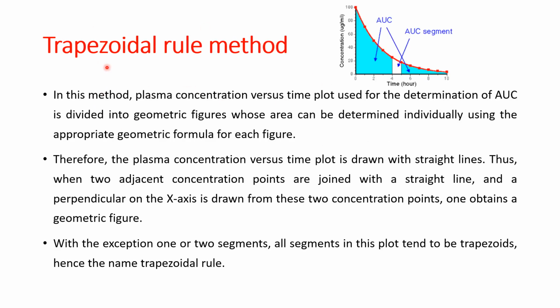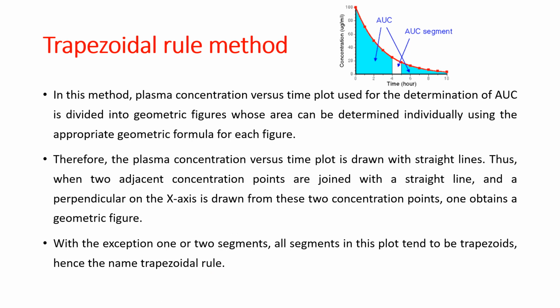So how will we calculate this? In this particular experiment, how are we calculating the AUC? We are calculating the AUC by the trapezoidal rule method. So what do we mean by the trapezoidal rule method?